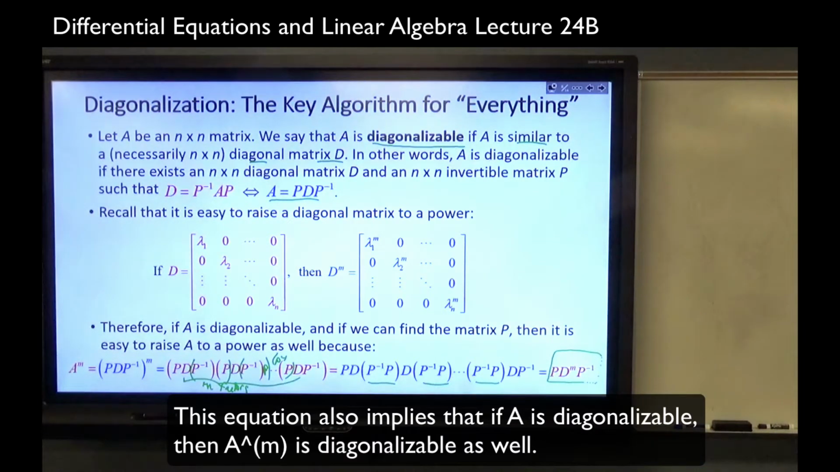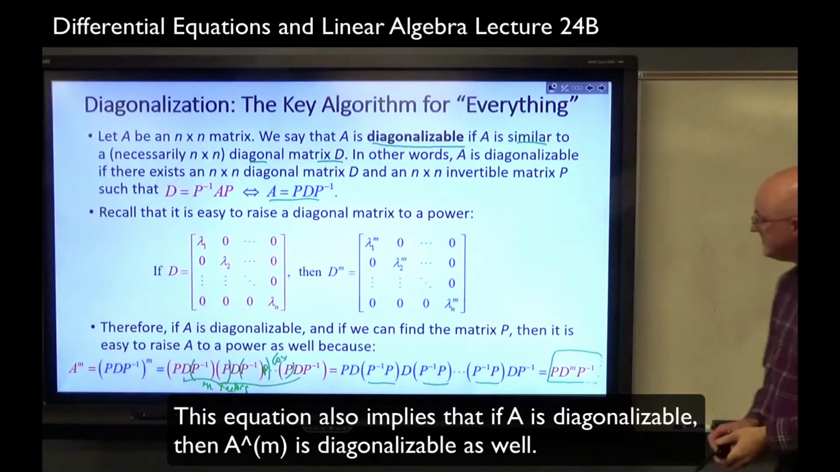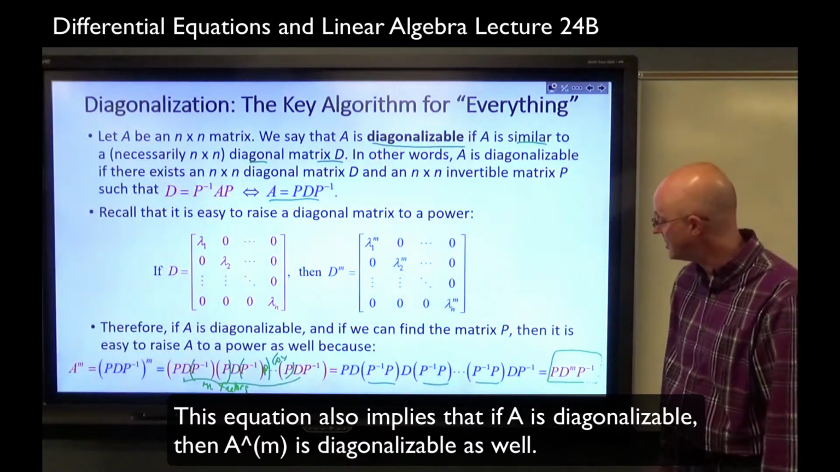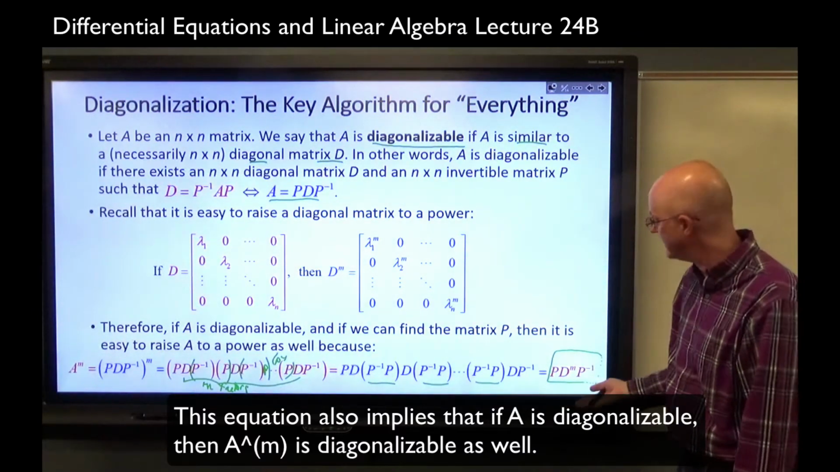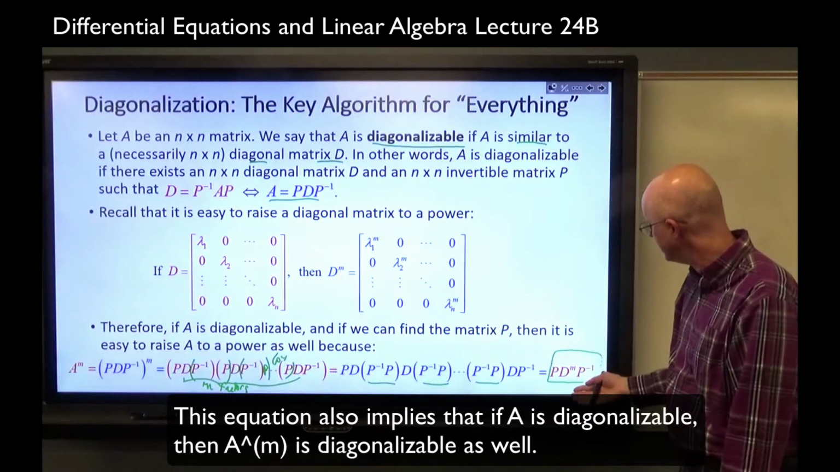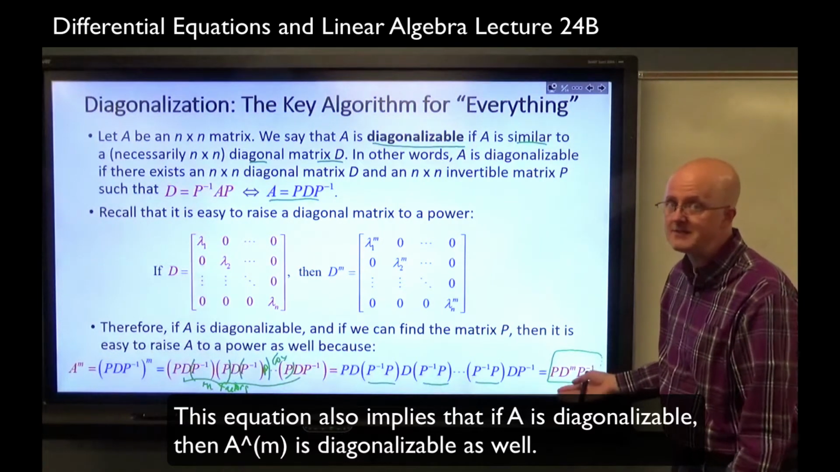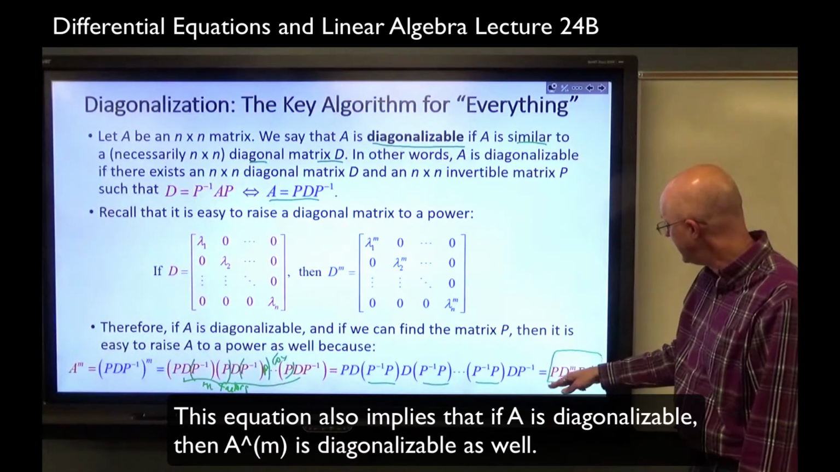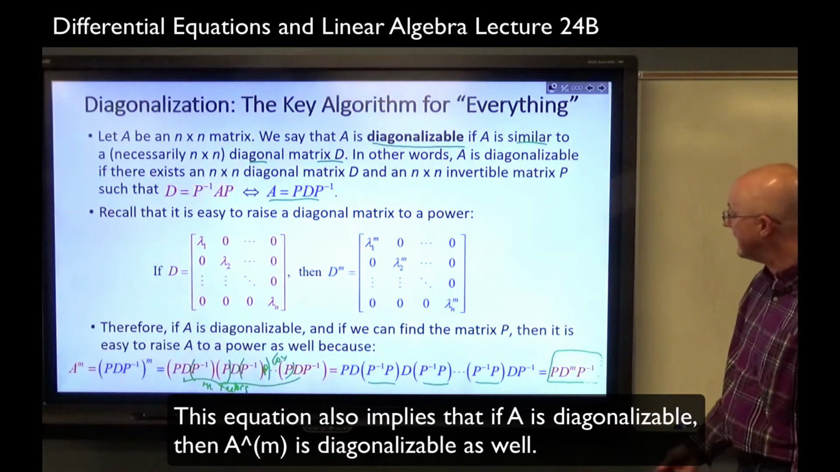It's easy to figure out D to the m, excuse me. Therefore, to find A to the m by this, it's relatively easy too. I mean, these could still be painful calculations if P and P inverse are kind of big. I mean, finding P inverse could be difficult as well. But in theory, it's easy if you can find those things. Do P times D to the m times P inverse.